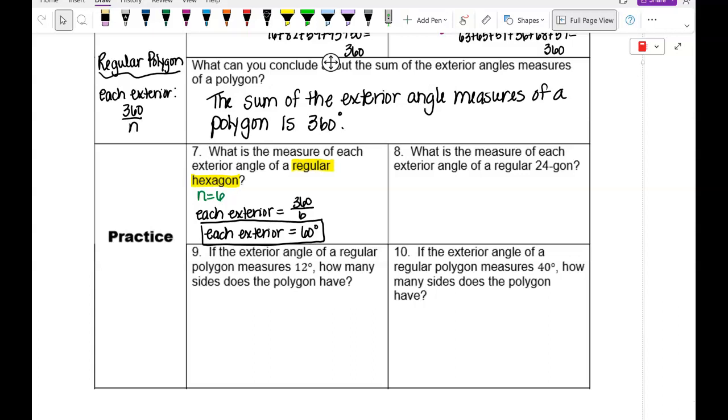Number 8, what is the measure of each exterior angle of a regular 24-gon? Again, we're seeing regular, so we know that each is equal. 24-gon is telling me that my n value here is going to be 24. There are 24 sides.